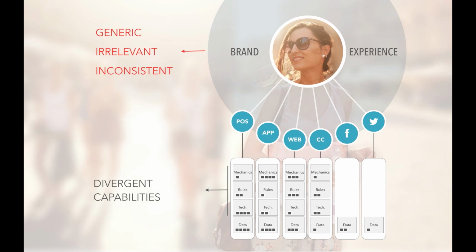What this generates is a generic, irrelevant and inconsistent brand experience, and because trust is the most important thing when it comes to a relationship with the consumer, and because having an inconsistent experience is going to affect trust, this is a key component of the consumer engagement strategy. So how can we solve this?